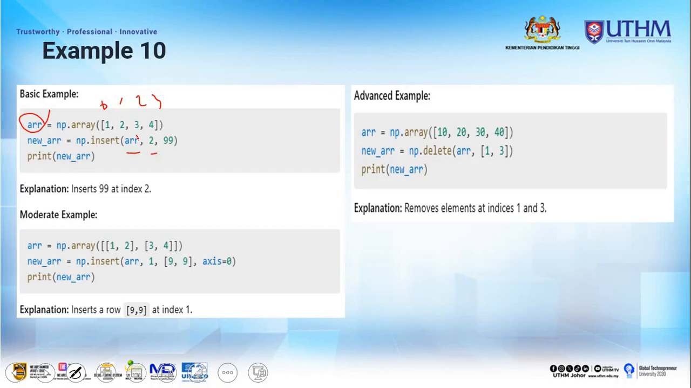Next, insert row 9, 9 at index 1. This is the second example here. So 9, 9 at index number 1. Instead of one particular position, it is changed to two values, two elements in the two-dimensional array here.